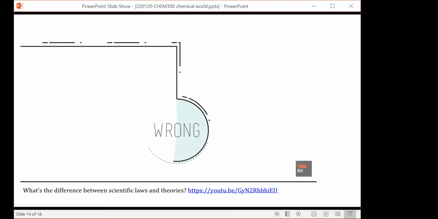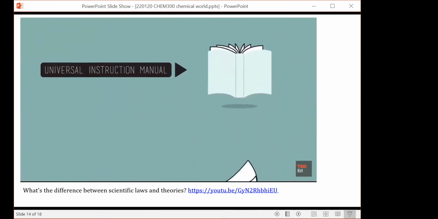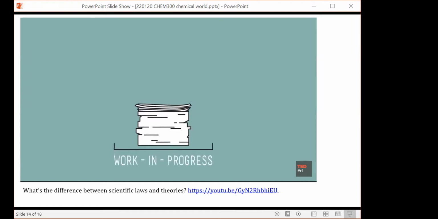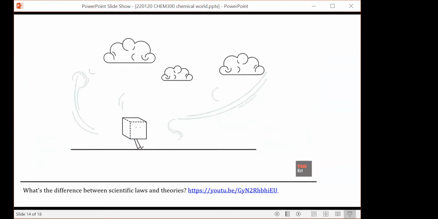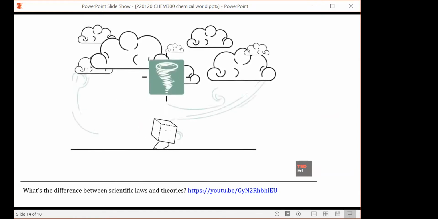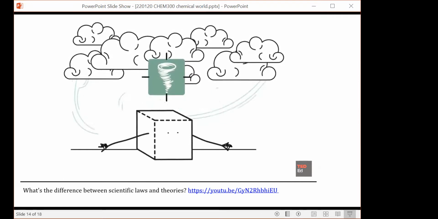How did Kepler get part of it wrong? Well, we weren't handed a universal instruction manual. Instead, we continually propose, challenge, revise, or even replace our scientific ideas as a work in progress. Laws usually resist change, since they wouldn't have been adopted if they didn't fit the data. Though we occasionally revise laws in the face of new, unexpected information.